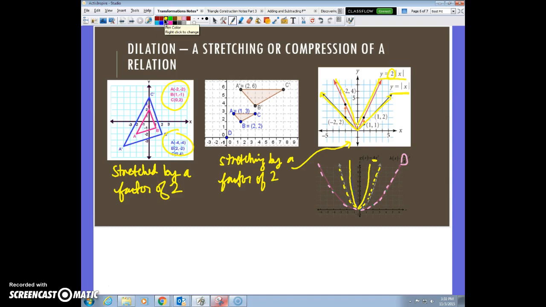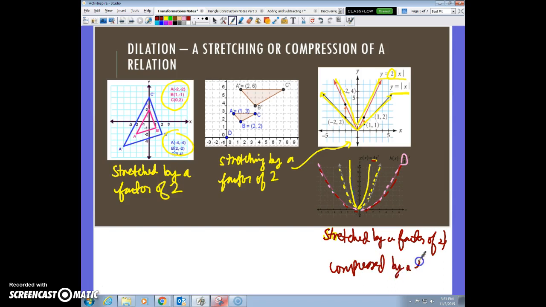So the yellow one is stretched by a factor of, in this case, it says 4. And this other one here is compressed. It's getting shorter and fatter by a factor of 1/4.